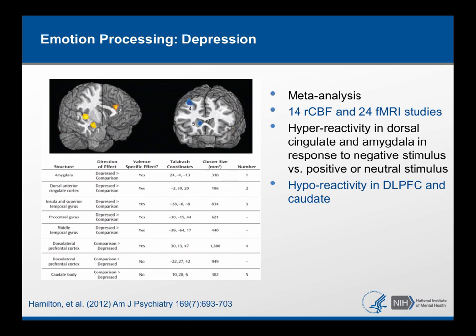So there have been some good meta-analyses looking at emotion processing in depression. This one looked at 38 different studies. And overall, you see a hyperreactivity in dorsal cingulate and in the amygdala and insula here in response to negative stimuli as compared to positive stimuli or neutral stimuli. And you also see a reduced reactivity in the dorsolateral prefrontal cortex and the caudate, also to negative stimuli. So these are areas that would respond more strongly to positive stimuli than to negative stimuli.